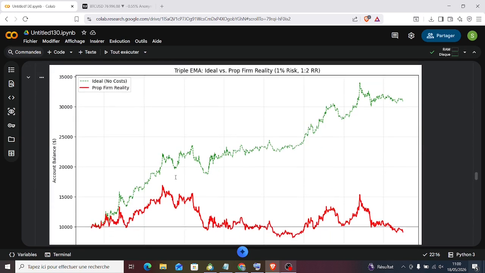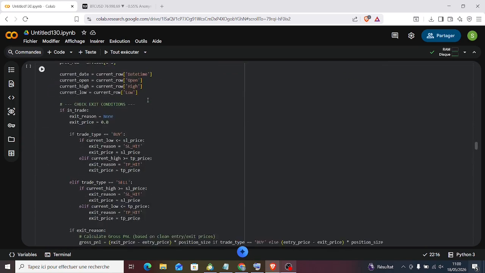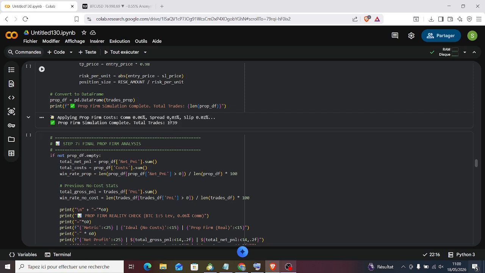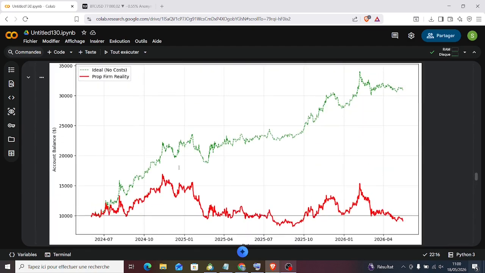Why are the fees so massive? Because this strategy generated more than 1,700 trades in just 3 years. That's a huge amount of trading activity. The more trades you take, the more costs you accumulate. And with a 1-to-2 risk-reward ratio, your profits are simply not large enough to absorb those costs.